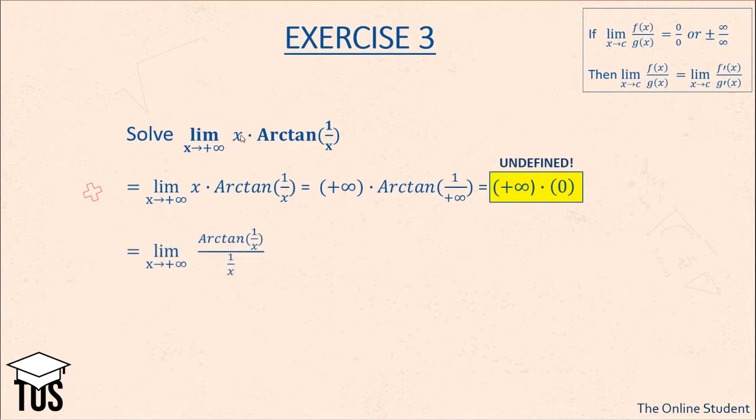Now, we could transform this function to make it a fraction, right? We take this x and we write it as if it were 1 divided by 1 divided by x, which is mathematically the same as just x. But now we have a fraction that we could apply L'Hospital's rule to. We'll call the numerator the green function and the denominator the red function again.